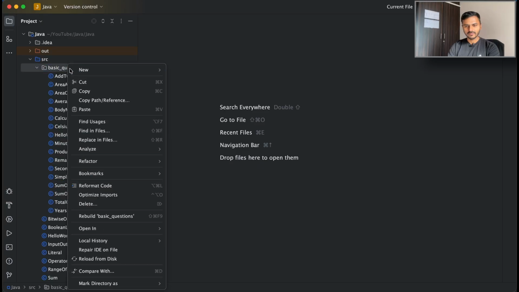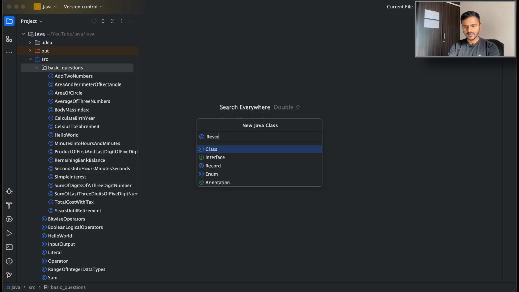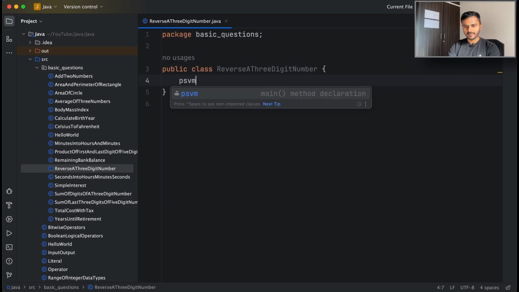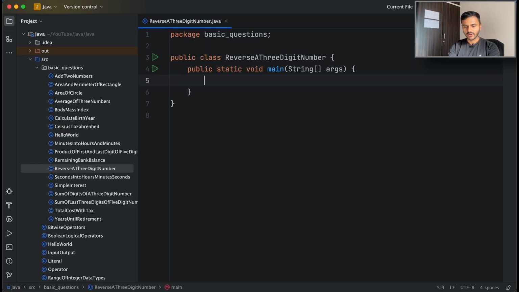For that, let's first of all create a Java class, and let's name this class as reverse a 3-digit number. And over here, we'll say PSVM, which is public static void main. We'll take the number, let's say 567, and let's first of all think how can we reverse a 3-digit number.